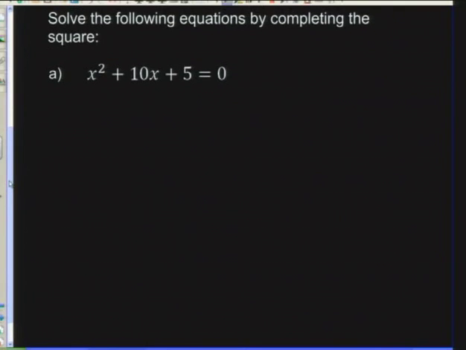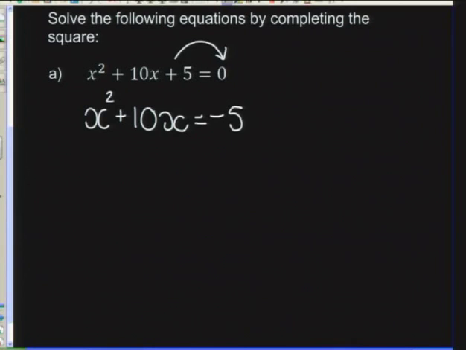The first thing we are going to have to do is solve for x. Let's take my whole number of 5 and move it over the equal sign. So I'm going to say that x squared plus 10x is equal to negative 5.